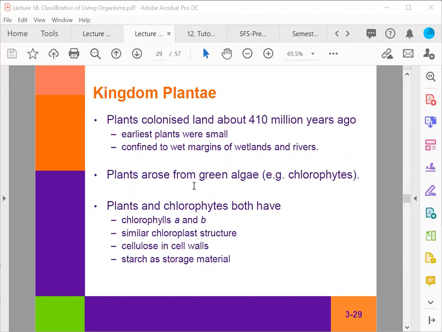Plants were thought to have arisen from green algae, in particular a group known as the chlorophytes. And this is what they have in common. They both have the same types of chlorophyll pigments. They have chloroplasts that are very similar in structure. They both have cellulose in their cell walls, and they both utilise starch as their storage material. But keep in mind that the algae, including the chlorophytes, don't have those complex tissue systems and those complex organs that you find in plants.